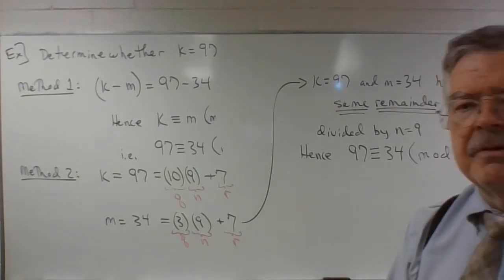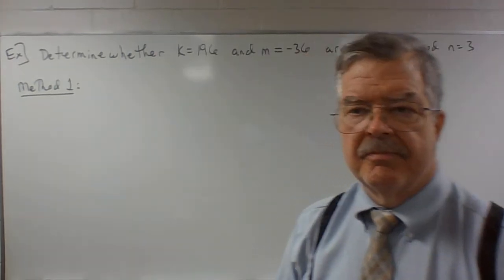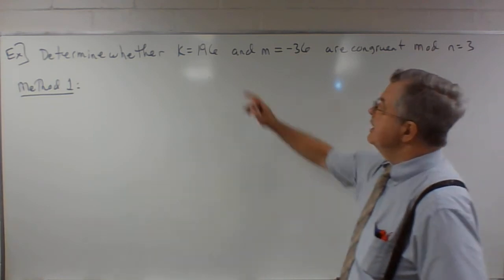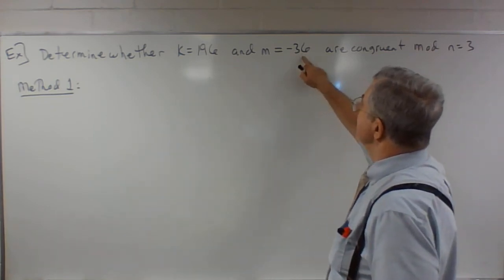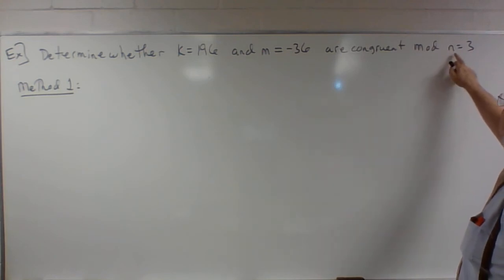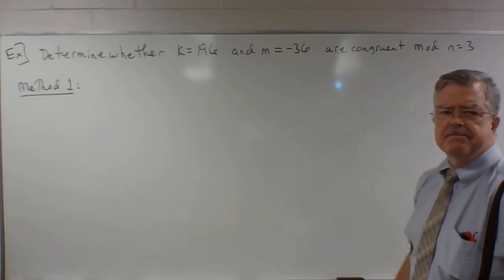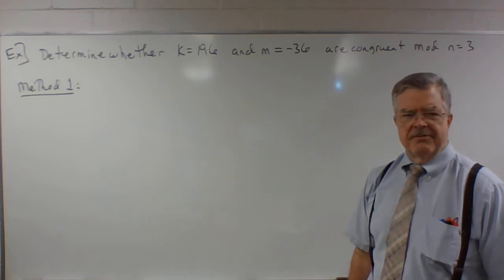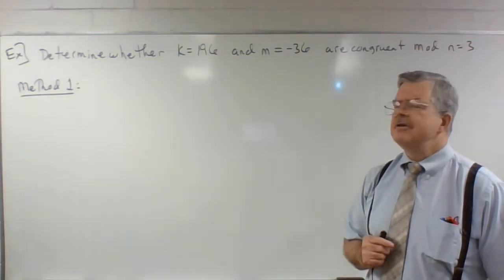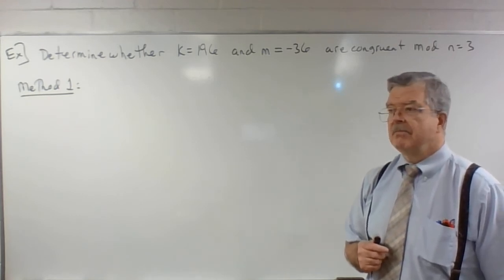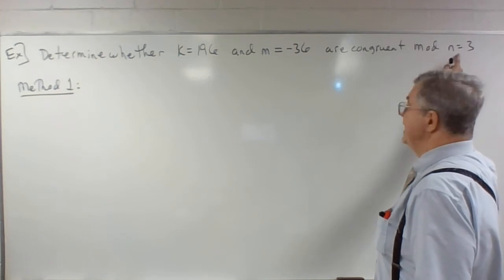Now let's do another example. Determine whether k equals 196 and m equals negative 36 are congruent modulo n equals 3. So the first method, we compute their difference and see if their difference is a whole number multiple of n equals 3.